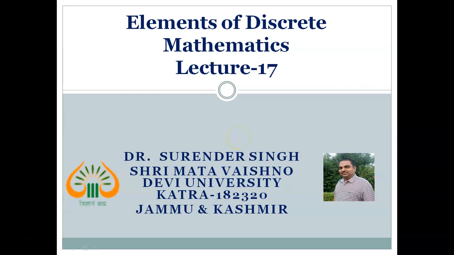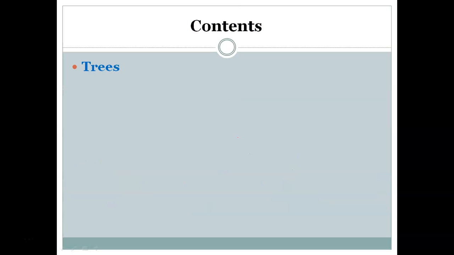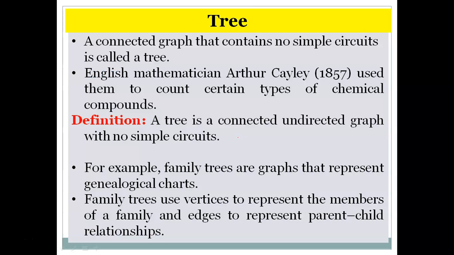Hello students, in lecture 17 of your course Elements of Discrete Mathematics. Today we'll discuss trees. A tree is in fact a type of graph, a specific type of graph that we are going to discuss in this lecture. So a connected graph that contains no simple circuits is called a tree.